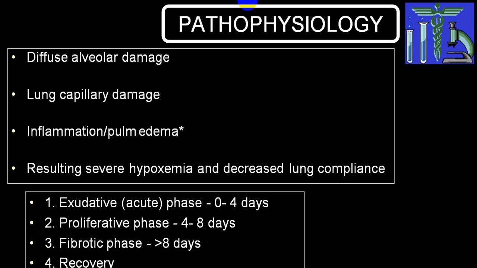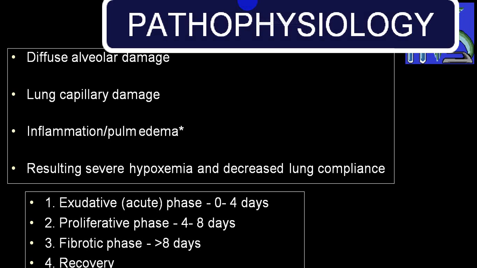As far as pathophysiology is concerned, we have already told you that there are 4 different stages: diffuse alveolar damage, lung capillary damage, inflammation and pulmonary edema, and lastly it results in severe hypoxia and decreased lung compliance. If you divide into different phases: exudative, proliferative, fibrotic phase, and then the person starts recovering, that is what we call the recovery phase. We'll be giving you a little idea regarding all these different phases.